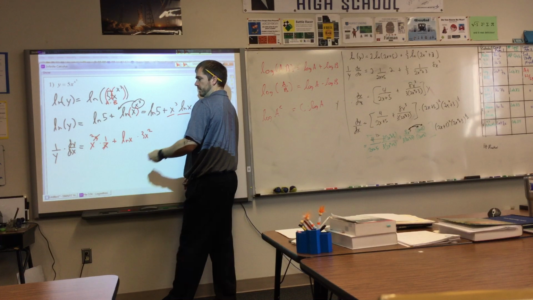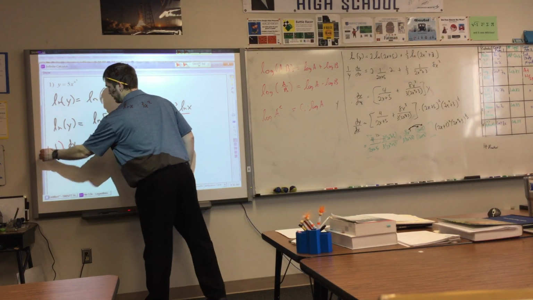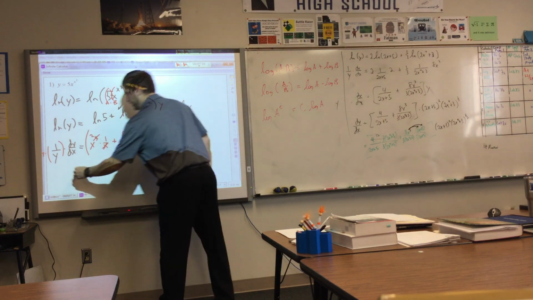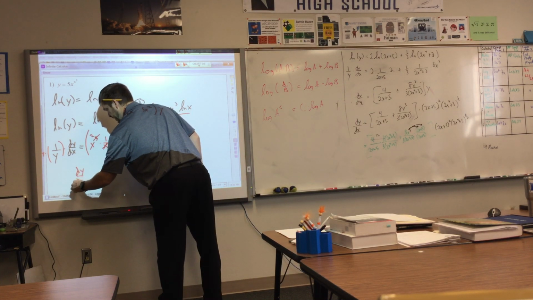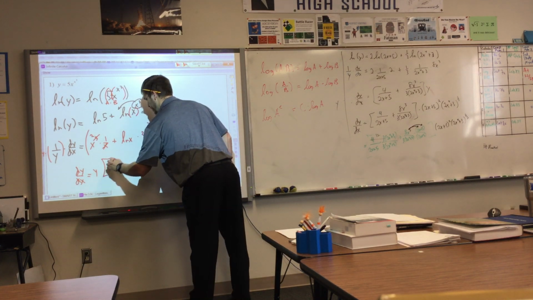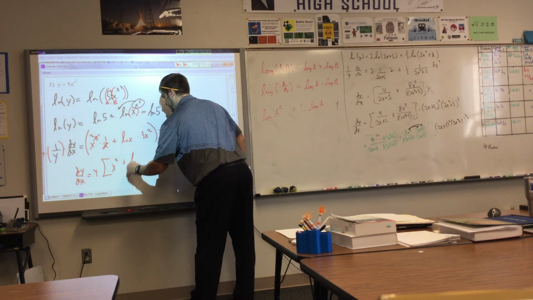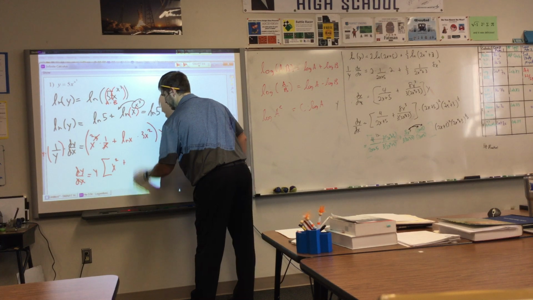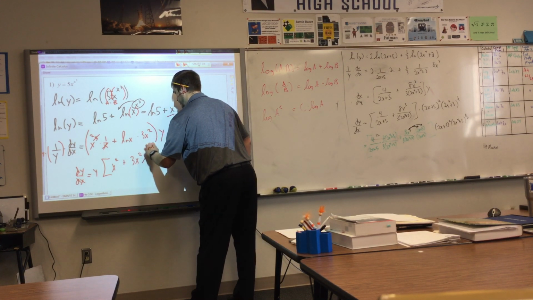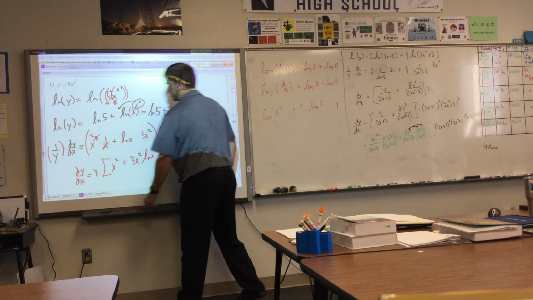Multiply both sides by y, so multiply this side by y, multiply this side by y, and we have dy over dx equals y times x squared plus, we normally write the coefficients first here, 3x squared ln x.